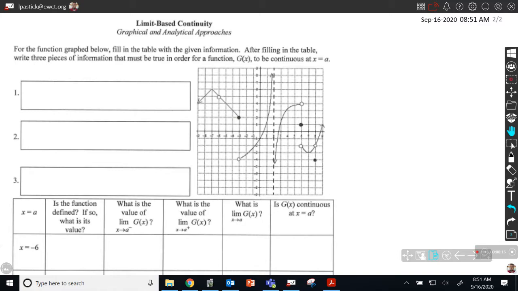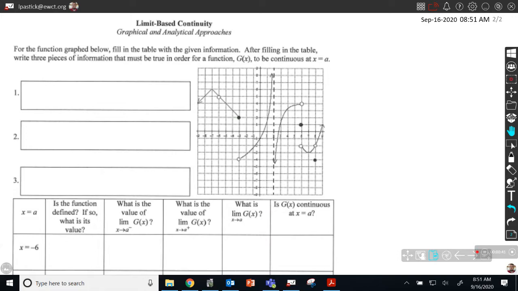And here we're going to discuss the limit-based definition of continuity. What we're going to find out is that there are three parts to the limit-based definition of continuity. It's going to be very important to use this three-part definition whenever you're asked to determine whether a function is continuous. Most likely, this is the three-part definition that you will have to provide as evidence to show that a function is indeed continuous.